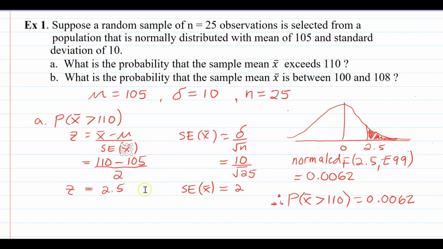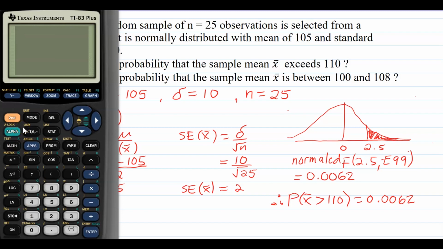Once we have the z value, we draw the normal curve. In the middle of this curve is 0, and on the right side of 0 is the z value 2.5. Because the question is asking for the probability that x bar is greater than 110, we want to find the area of this shaded portion under the curve from z equals 2.5 to infinity, or E99. This is how we use our TI calculator in finding the area under this normal curve from z equals 2.5 to infinity, or E99.